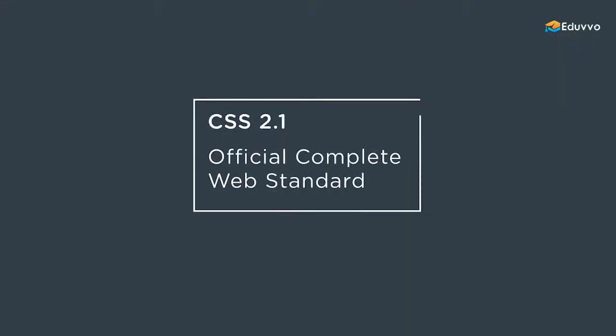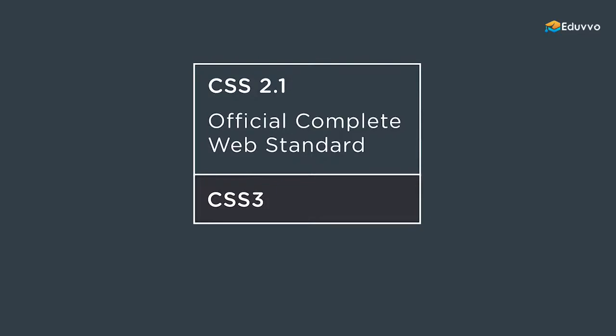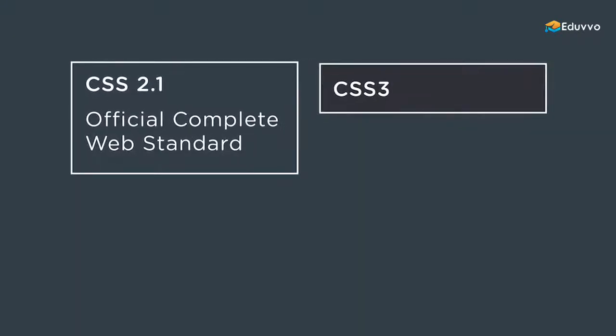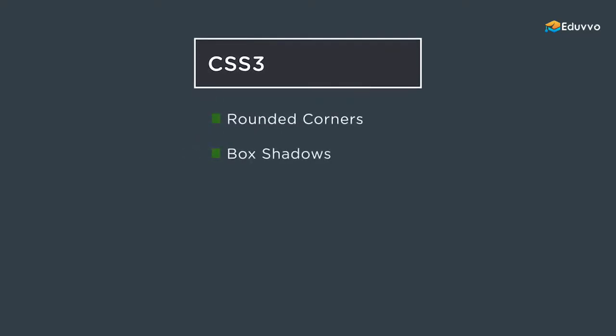Currently, CSS 2.1 is the official complete web standard, with parts of the CSS 3 spec implemented as a final standard. If you've been wondering about the differences between CSS and CSS 3, CSS 3 is the latest evolution of CSS, which simply extends CSS 2.1. CSS 3 has introduced new features like rounded corners, box shadows, gradients, transitions and animations, as well as new layouts like multi-columns and flexbox.